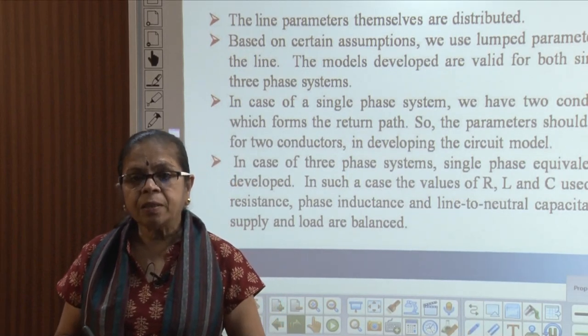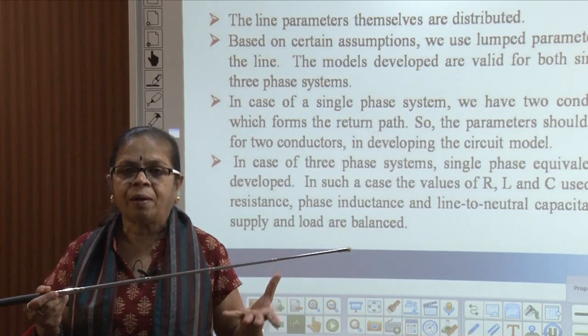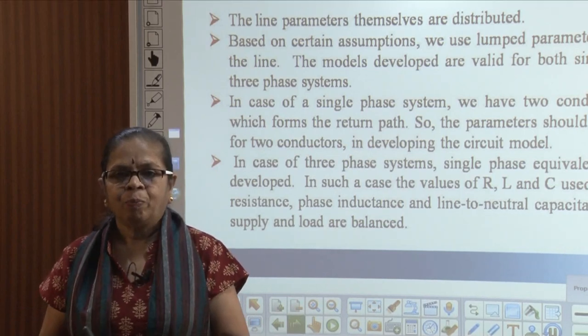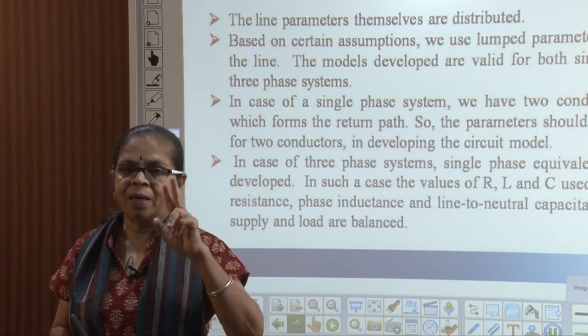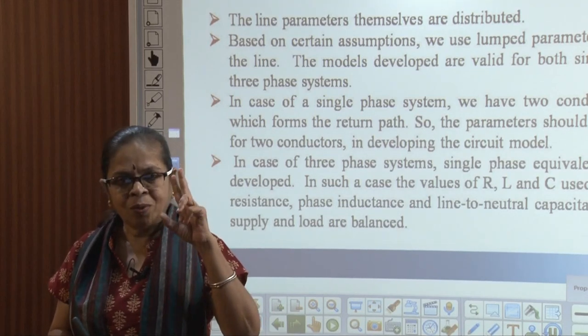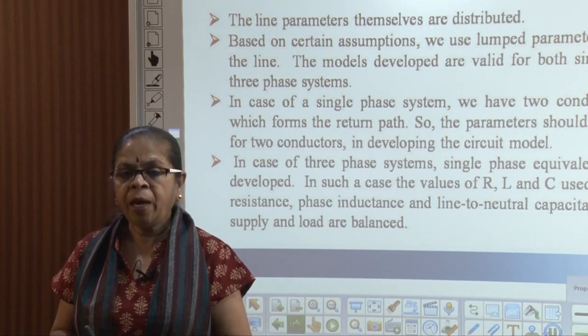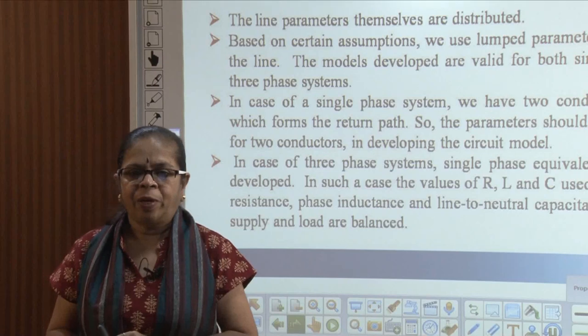So when you consider a single phase system, remember there are two conductors. So in the circuit model, you must take both the conductors into account, okay. So we will see how to do it when we build the actual mathematical equations.